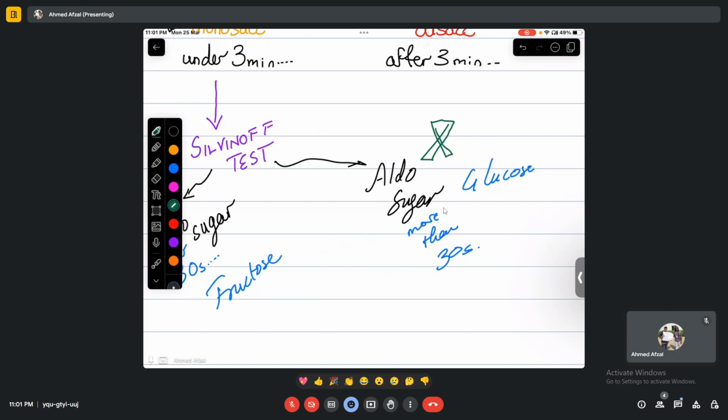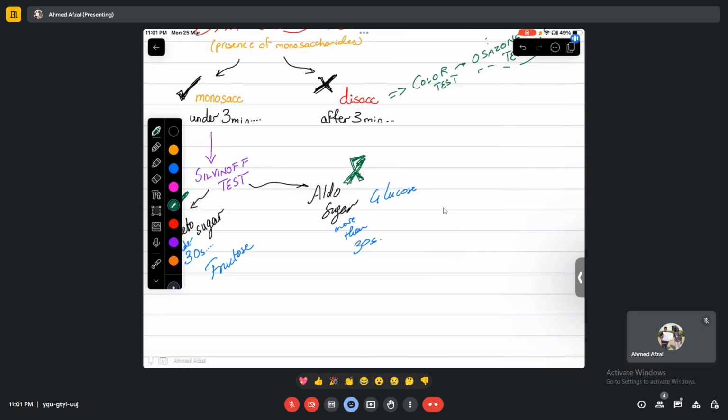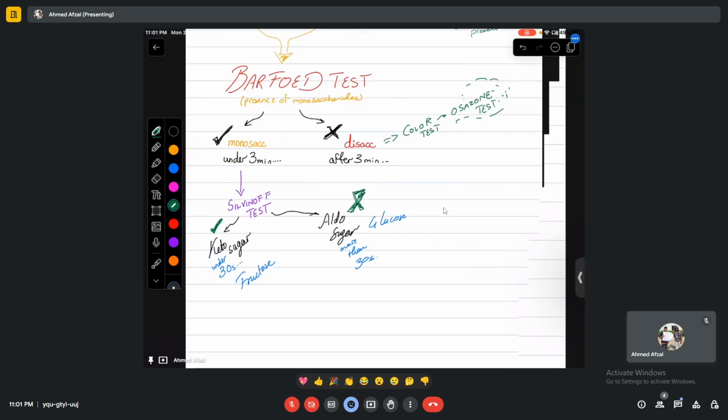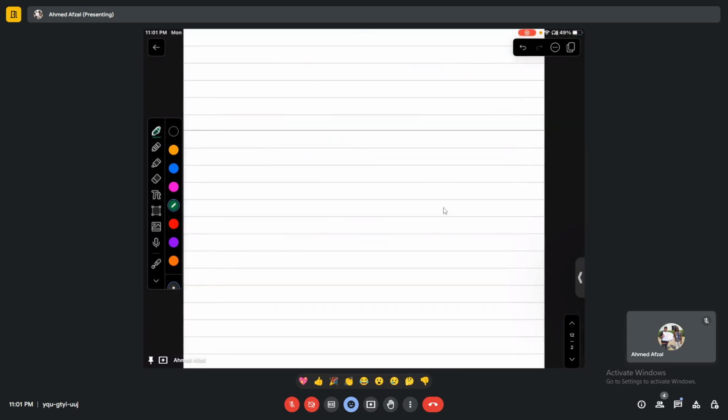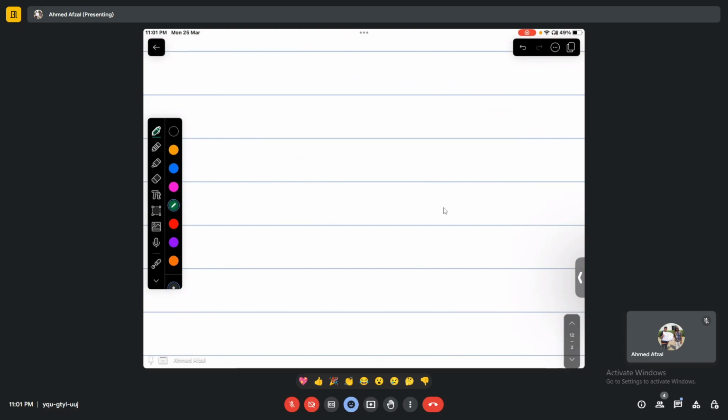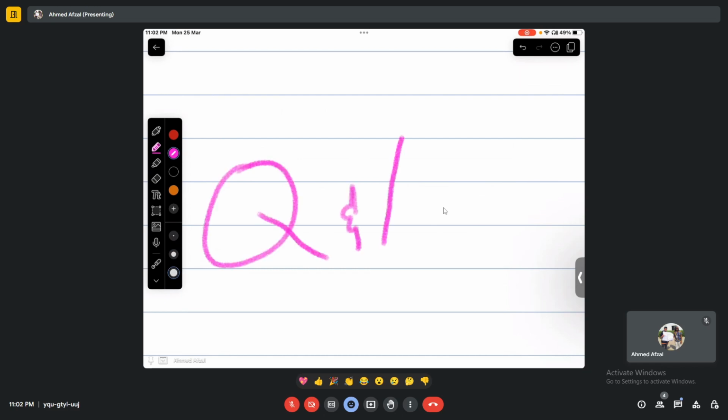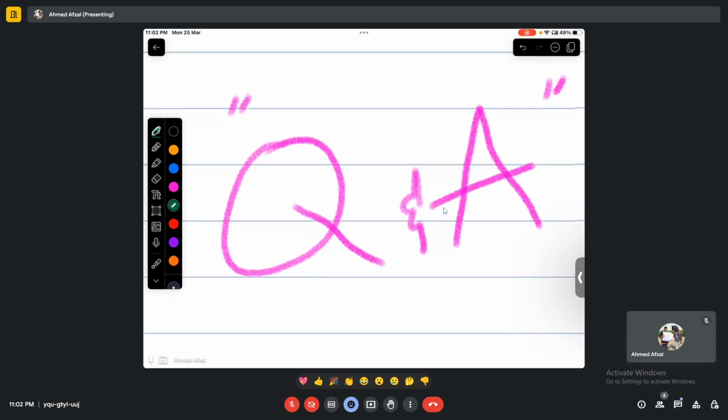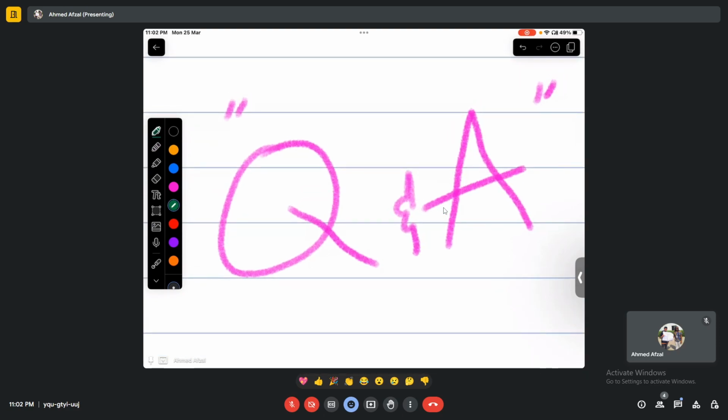What does iodine test for? Whether it's a polysaccharide or not. Exactly, the presence of polysaccharide. So iodine tests for polysaccharides. If the iodine test is negative, then by default we know that the solution contains monosaccharides or disaccharides. But the iodine test actually just tests for polysaccharides.